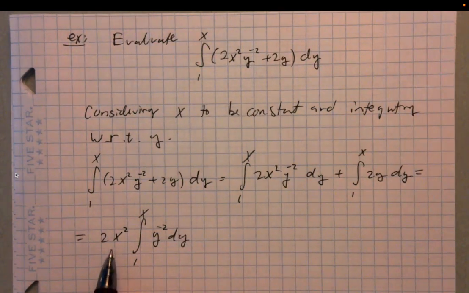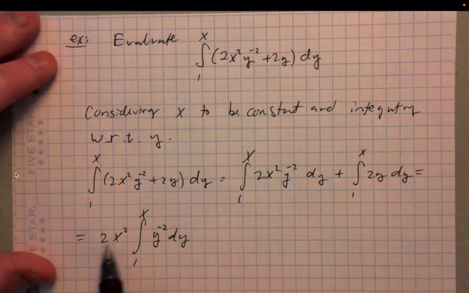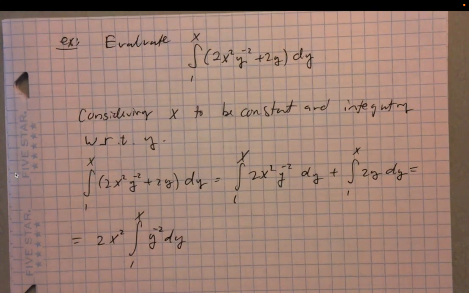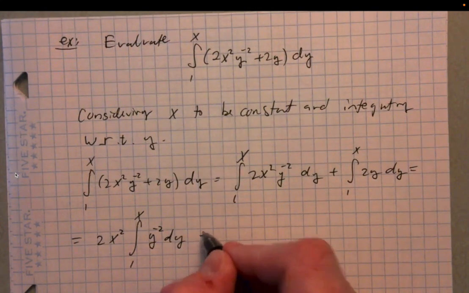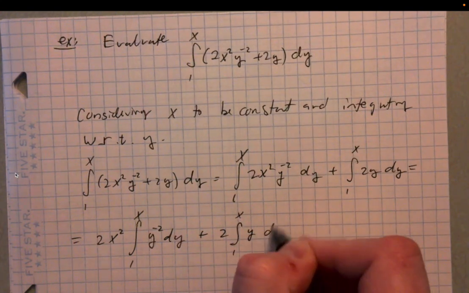Just because as you're getting used to this integration of multivariate functions, integrands with both variables in there, but you're integrating with respect to only one of them, you have to be very cautious at the onset just to make sure you're getting the setup right here. And then of course this other one is 2 times the integral from 1 to x of y dy.